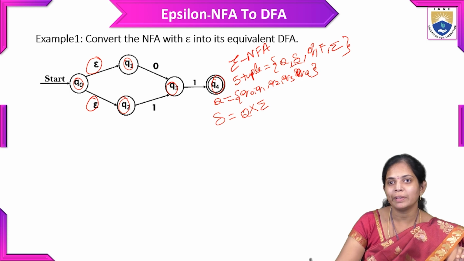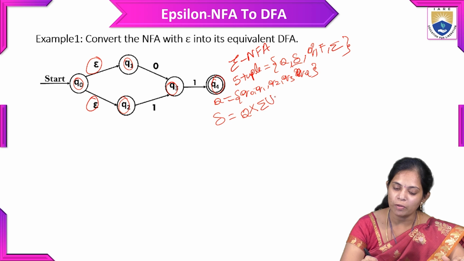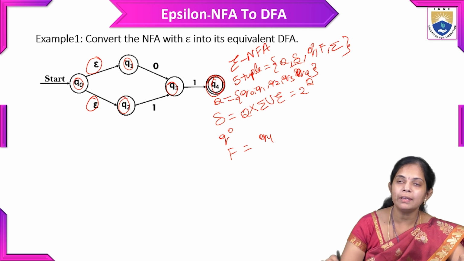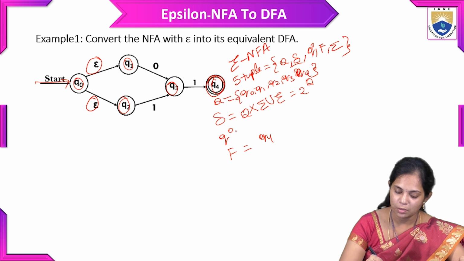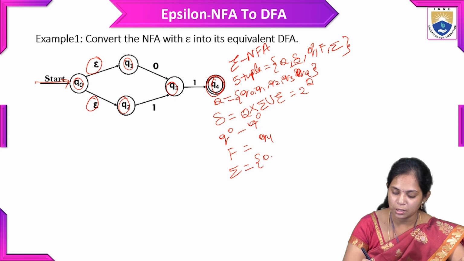For every input symbol, for every state, we have to find the transition function with the union of epsilon symbol, which is equal to 2 power Q. Next, the initial state is Q0 and the final state is Q4. The double circled one is the final state, and wherever the arrow mark starts, that is the initial state, so Q0. And next, sigma: how many input symbols do we have in this transition diagram? 0 and 1.